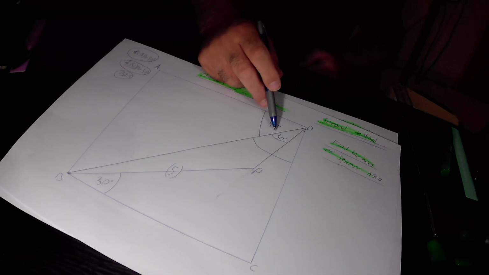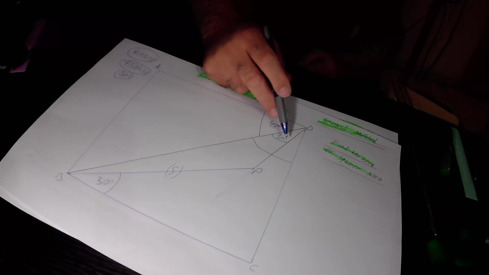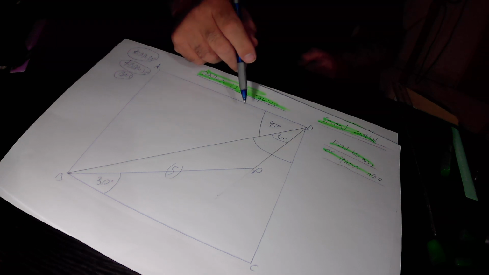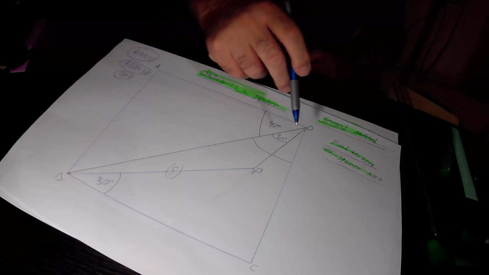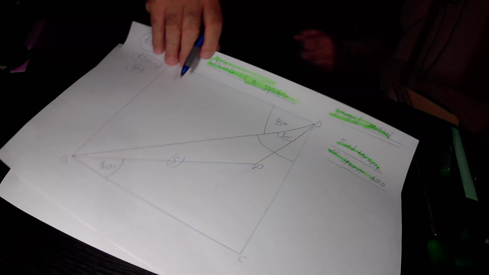But this angle equals 30 degrees, and therefore this missing angle must be equal to 15 degrees in size, because 30 degrees plus 15 is 45 degrees. That is the size of the second half of angle ADC. So this angle equals 15 degrees in its size.